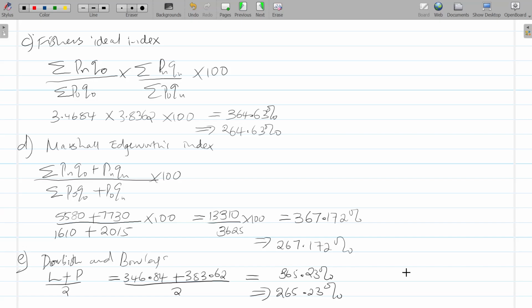So given any question related to the same, that means weighted aggregate price index, you use the same way to calculate and end up with the right answers. Then you have also to conclude, what does it imply? If it is more than 100%, then it means there was a price increase, and if it is less, it means there was a decrease in prices over the years.